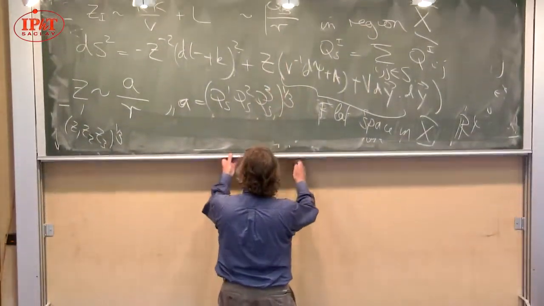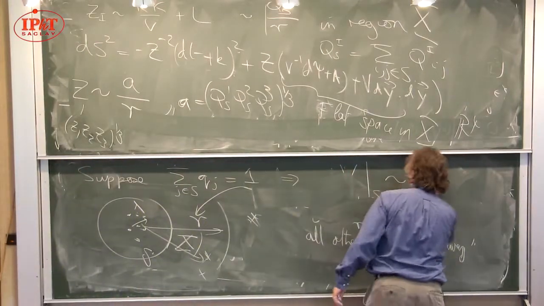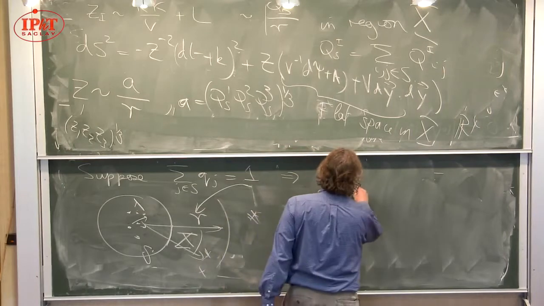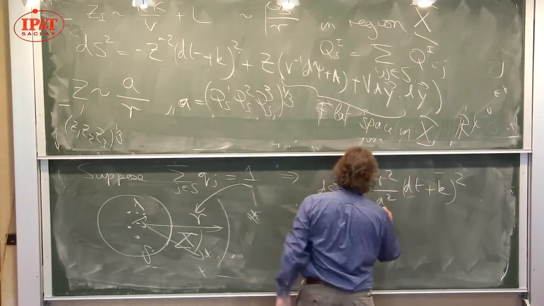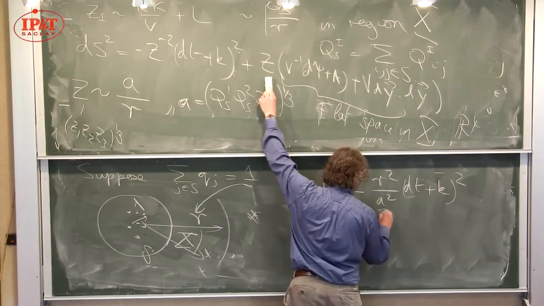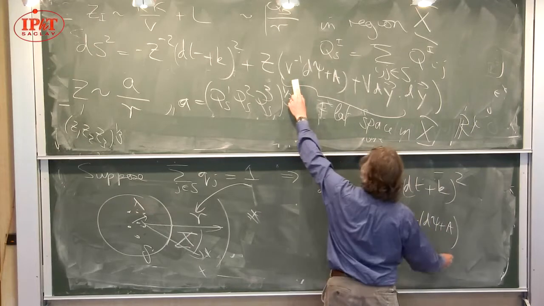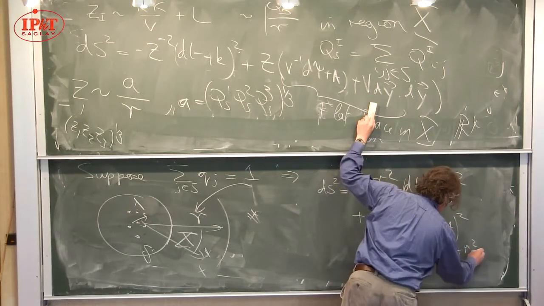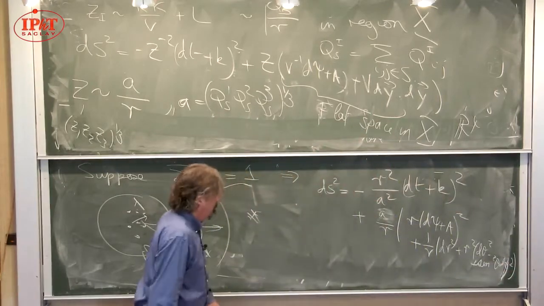So what does the metric look like? In this intermediate region where this cluster is shrinking to zero, the metric is becoming ds squared equals minus r squared over a squared dt plus k squared plus z is r, let's see, we've got to get this right. V is going like 1 over r, so we've got z going like a over r. Now v to the minus 1 is going like 1 over r, so it's going like r, d psi plus a, squared plus, and I'll write this in polar coordinates, 1 over r dr squared plus r squared d theta squared plus sine squared theta d phi squared. Okay, I'll put a big square bracket around that lot.